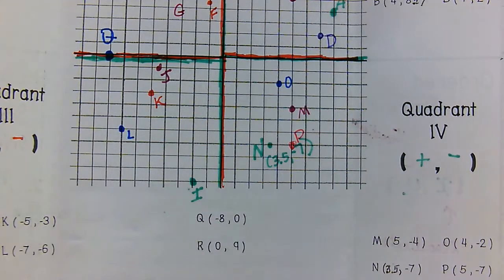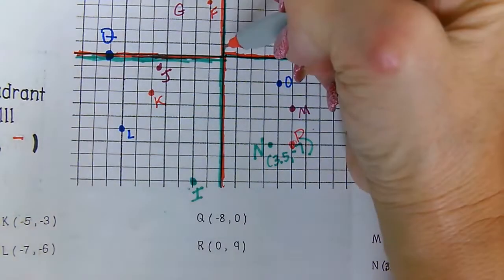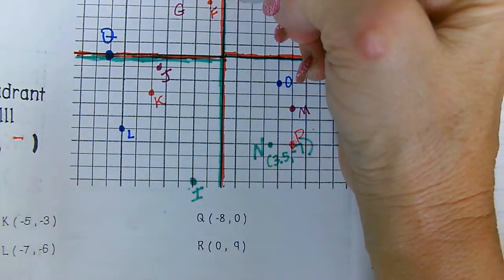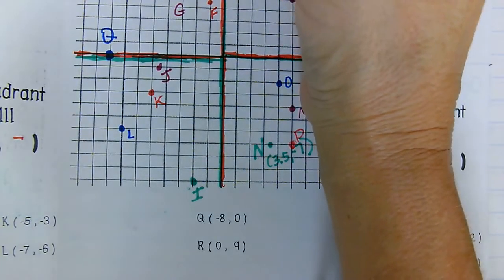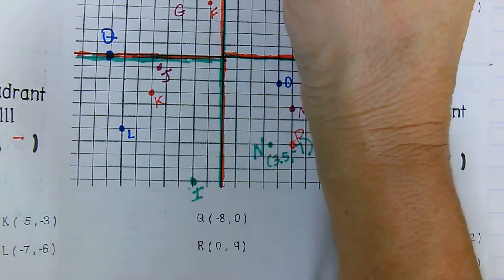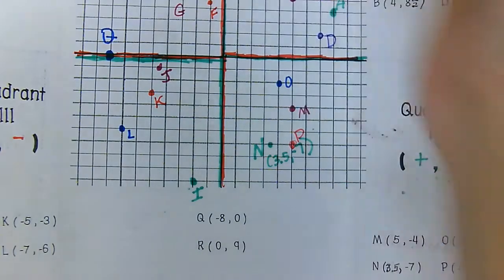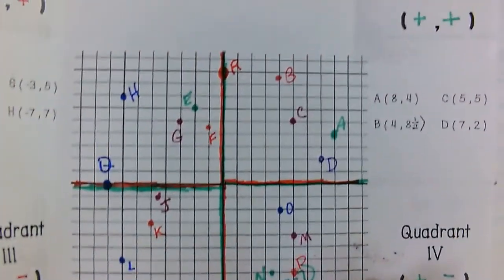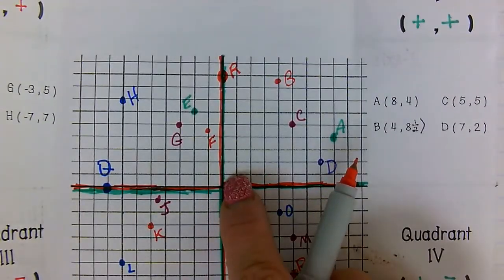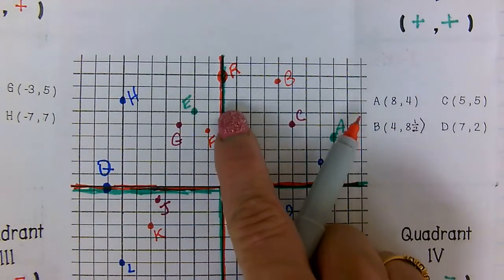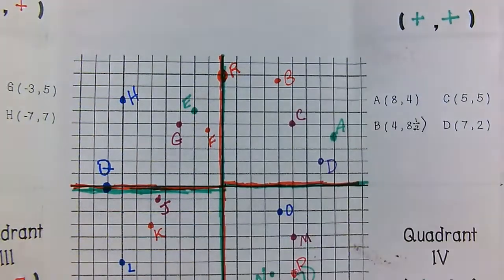Let's do R. R is (0, 9). So that means the first number we don't go left or right at all. And the second number we go up or down that many, and in this case a positive 9. So I go up 1, 2, 3, 4, 5, 6, 7, 8, and 9. And this is R. Let me show you. We don't go left or right. We go up 1, 2, 3, 4, 5, 6, 7, 8, 9, and graph R.